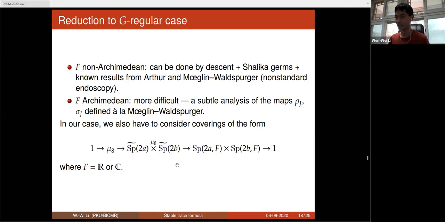Here we need to consider two metaplectic coverings and take their product somehow, but modulo some garbage again to get the Adelic cover. So these covers are not very different from the metaplectic cover, but they come as a surprise somehow when F is Archimedean. Well, in fact, the proof is uniform for all F, so the same argument also proves the non-Archimedean case. But Shalika germs are used in some other place. So the local geometric theorem is reduced to the case where gamma is regular in G, not only in M.